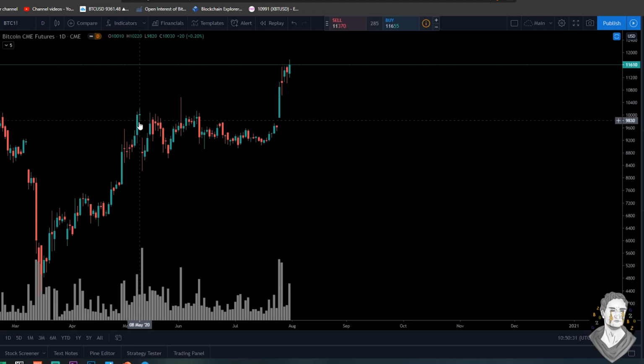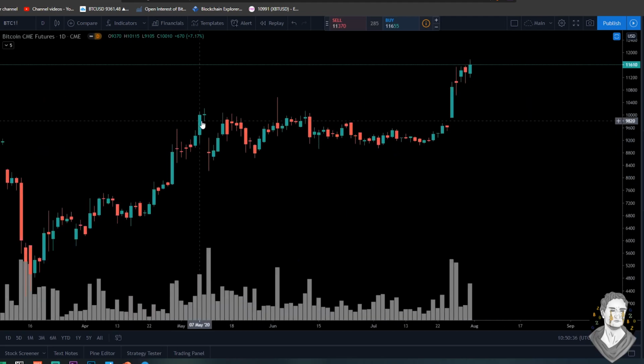And then we come up, and as you can see, some people, this is how they manage their risk. So let's say the gap fill is around 9,820. They will put their stop loss right above the gap fill. But more times than not, that's not going to work for you, because that's where the liquidity is.